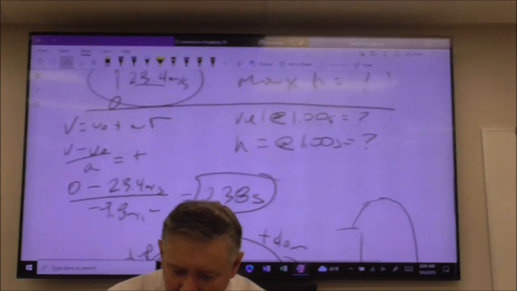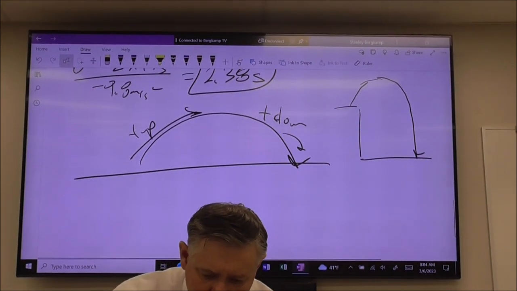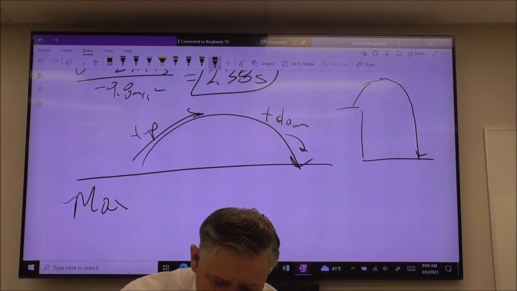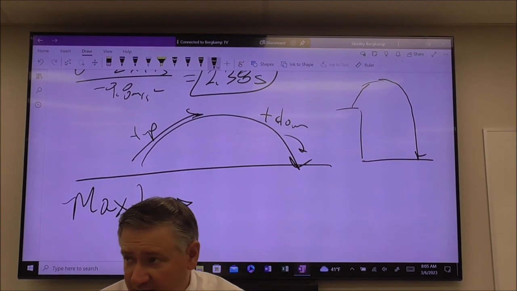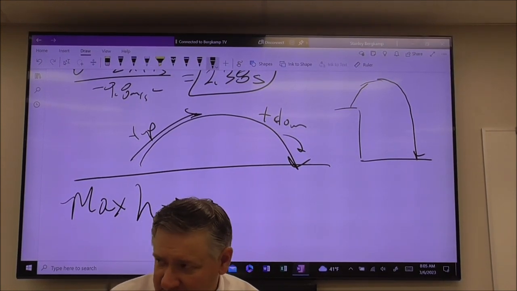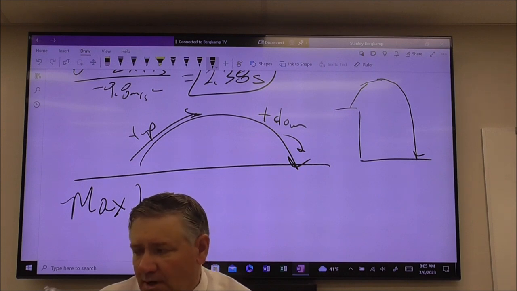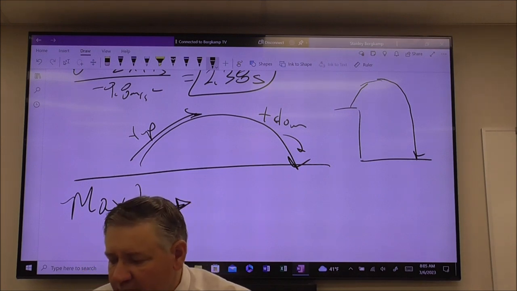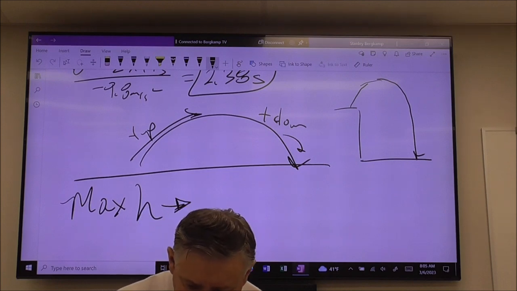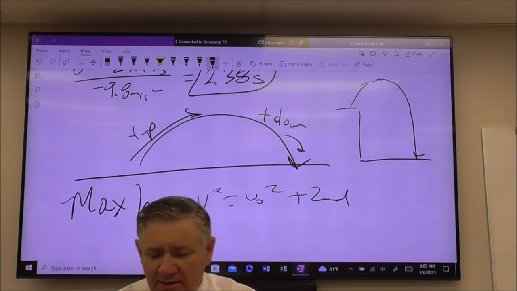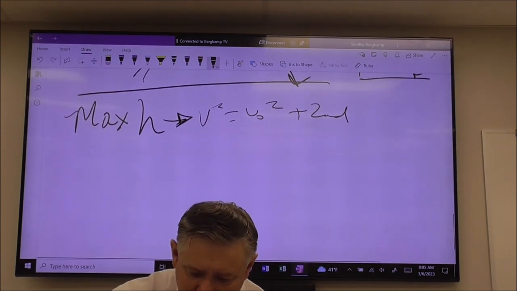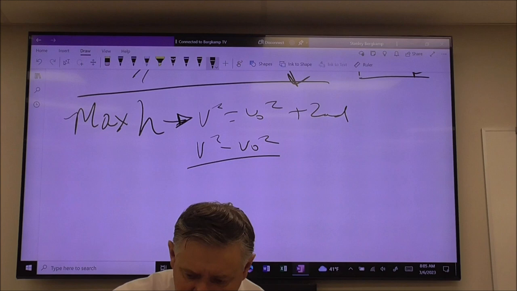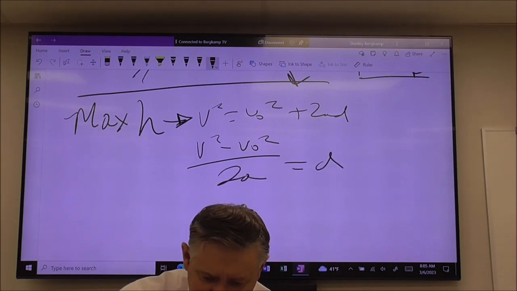Got that? Now, let's talk about max height. Let's find max height without using time. So how can I find, Miss Elliott, my max height without using time? V squared equals V naught squared plus 2AD. Fantastic. Okay? Old school. You know your initial velocity, you know your final velocity, you don't know D. So if I go V squared minus V naught squared over 2A, I get my distance.